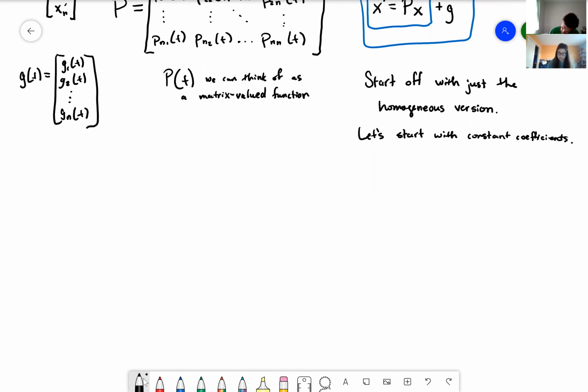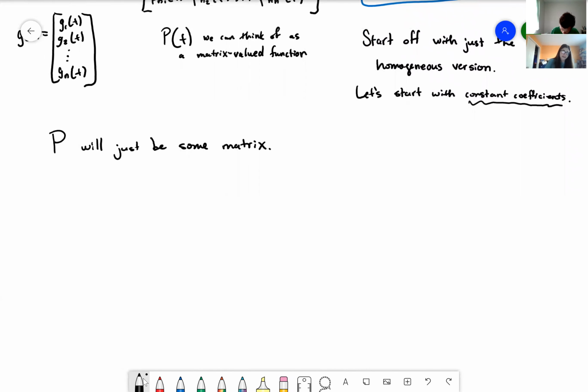Now, when we have constant coefficients, the matrix P will just be some matrix. And so we can specify our problem just by writing something like this. So let's give an example matrix. X prime.